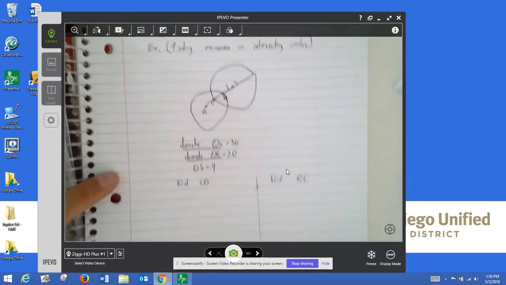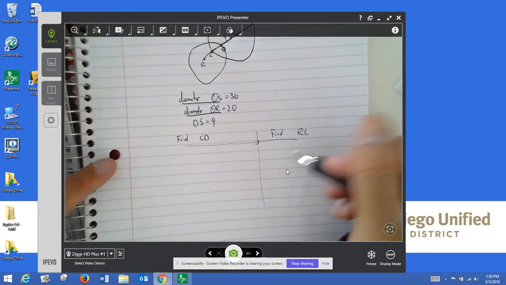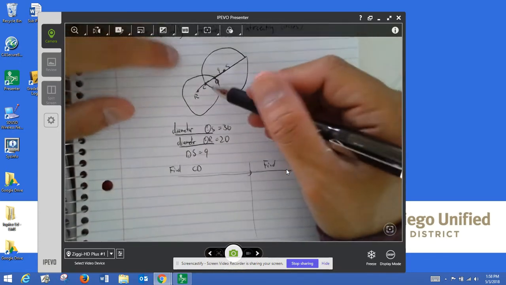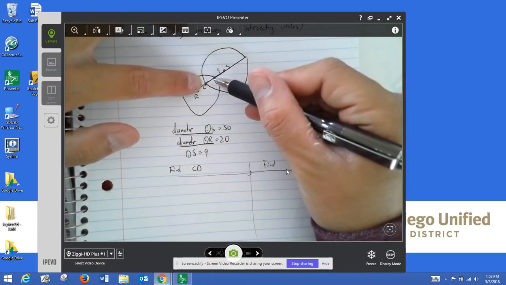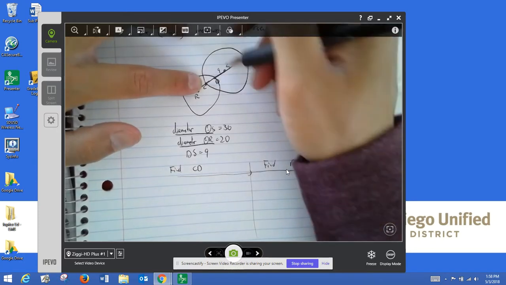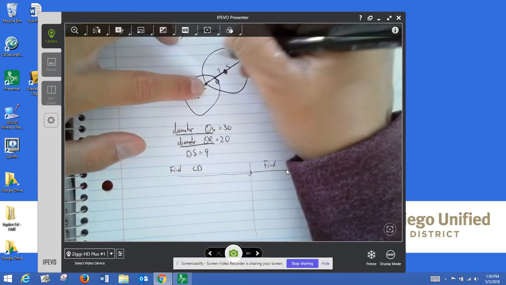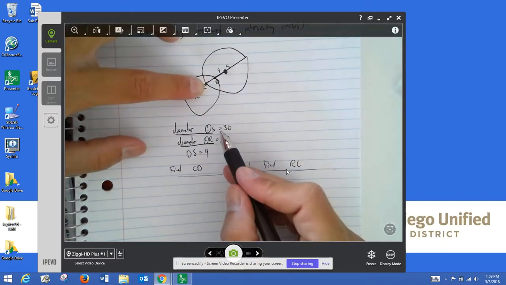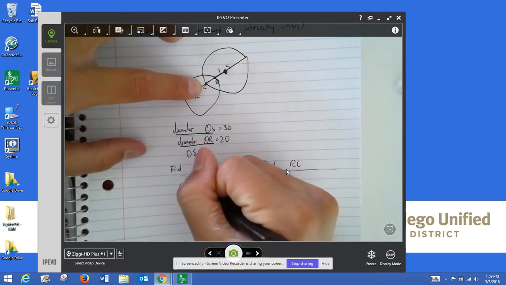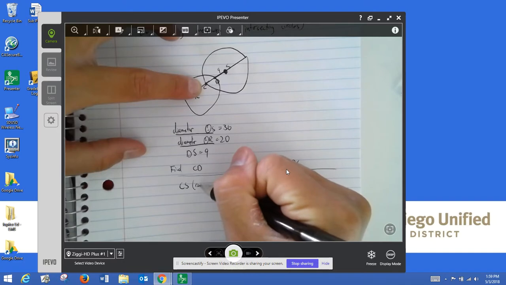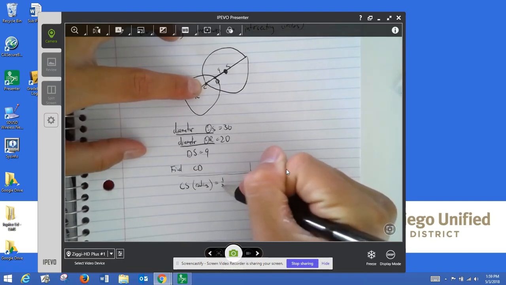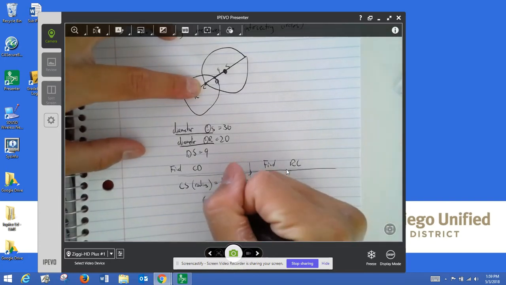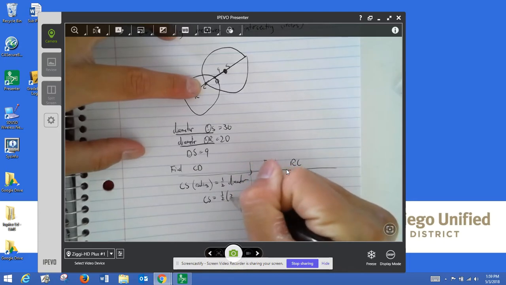You don't have to do this for the homework in the format I'm doing, but you still have to come across the answers in a similar fashion. CD and DS make up the radius of this giant circle. Why is that important? Because we know the diameter of circle S is 30, so CS, since it's a radius, is 1/2 the diameter. You would write CS equals 1/2 times 30, which is equal to 15.